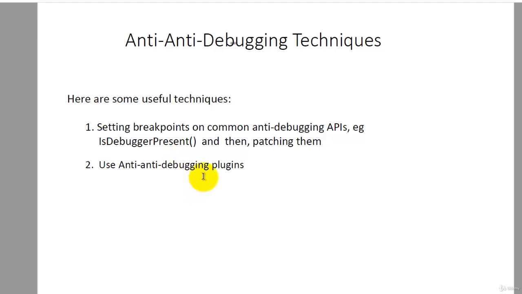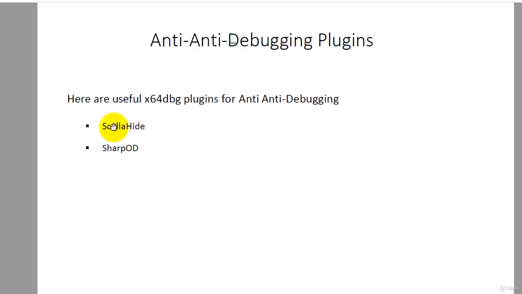In this lecture and the next one, I'll show you another technique, which is to use plugins, and you can download them. The plugin that will be used is ScyllaHide, which is a very popular plugin for anti-debugging. In this lesson, I will show you where to download this plugin and how to install it. So let's get started.